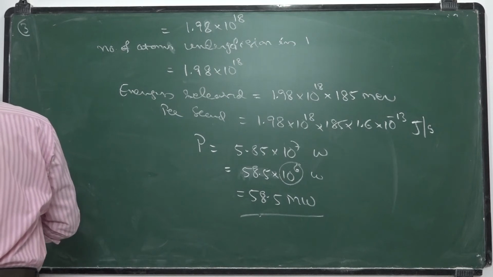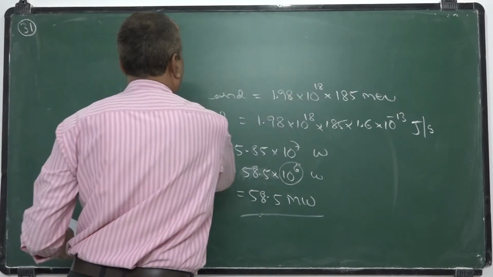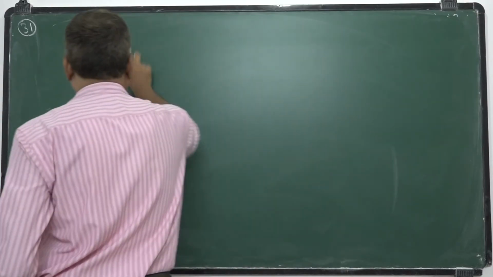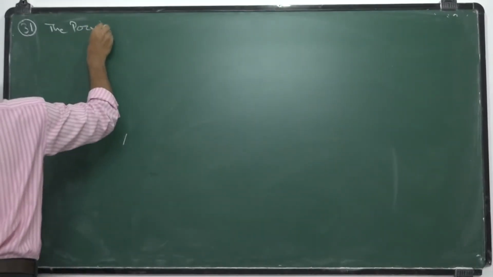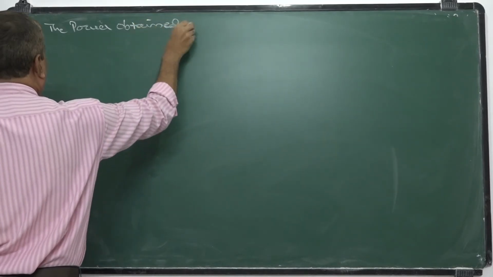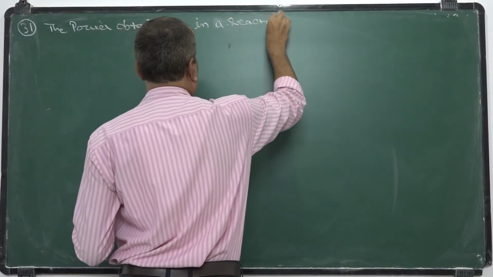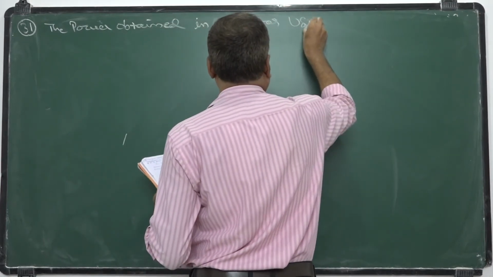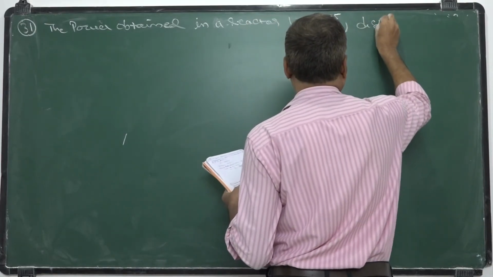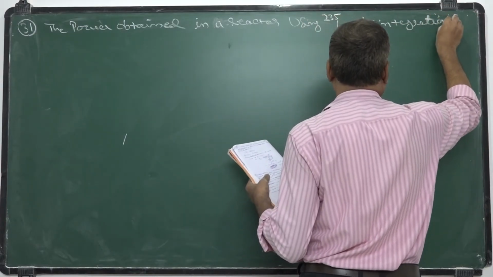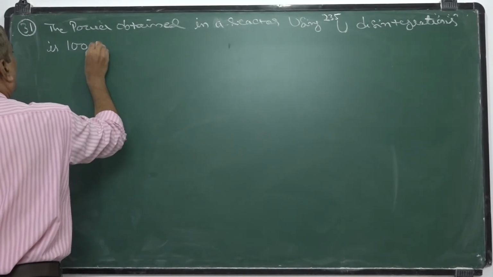Next one, 31. The power obtained in a reactor using uranium-235 disintegrations is 1000 kilowatt.